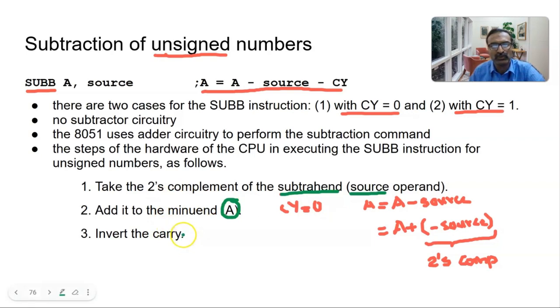So if the carry Cy is equal to 1, you will make it 0. If you get Cy equal to 0, you will invert the carry after this operation and the carry will become 1. So this is how subtraction is done inside the 8051.